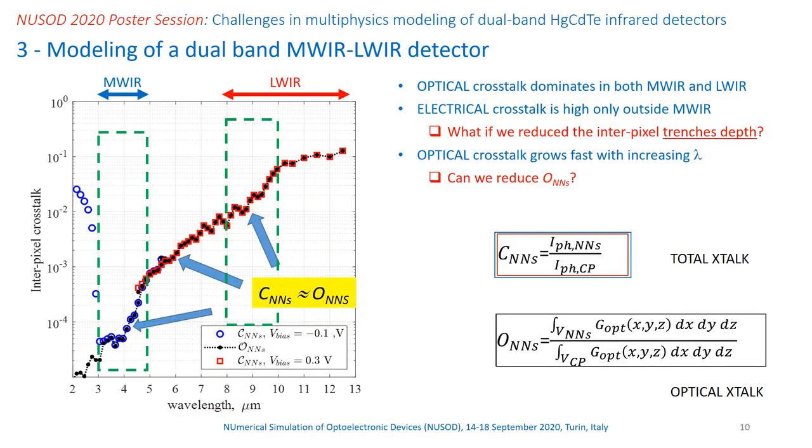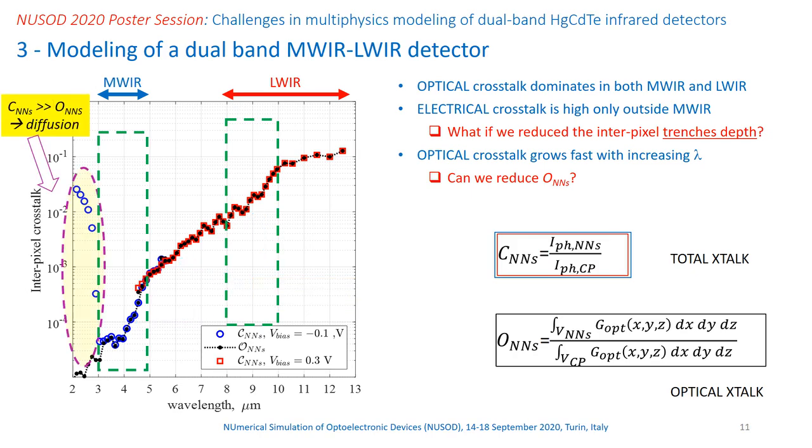And this plot is the result. We see that optical crosstalk, black dots, dominates in both mid and long wavelength bands. In fact, the total crosstalk is superposed to the optical one. Moreover, optical crosstalk grows fast with increasing wavelength. Only left to the mid-wavelength band, there is a large component coming from diffusion, but this is not very important since both crosstalks are very low in the two windows of interest.